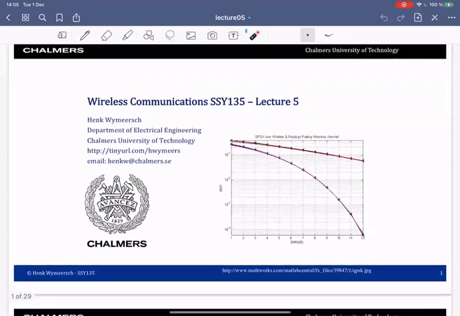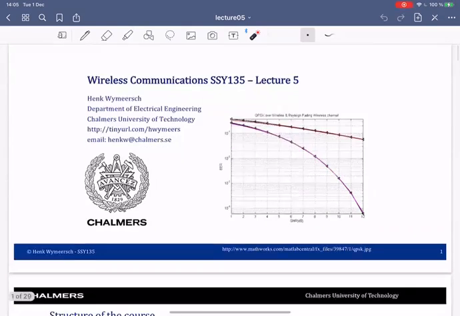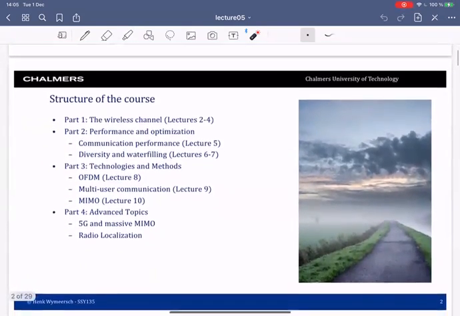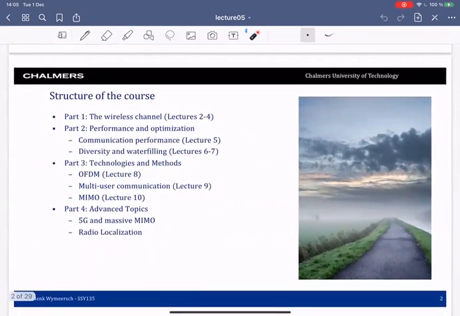Today we will talk about performance of communication systems over wireless channels, in particular over narrowband fading channels. Before we do that, it's maybe good to recap where we are in the course.